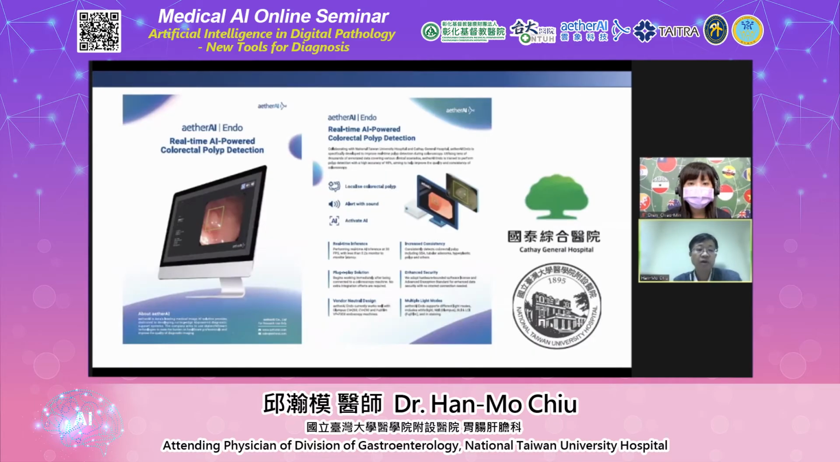aetherAI developed its AI-assisted colonoscopy platform using a large number of archived colonoscopy still images and videos from Kaohsiung General Hospital and the National Taiwan University Hospital. Its major advantage is that it is not dedicated to a specific endoscopy system, but is an add-on system that is compatible with most of the currently available endoscopy systems on the market by different companies.